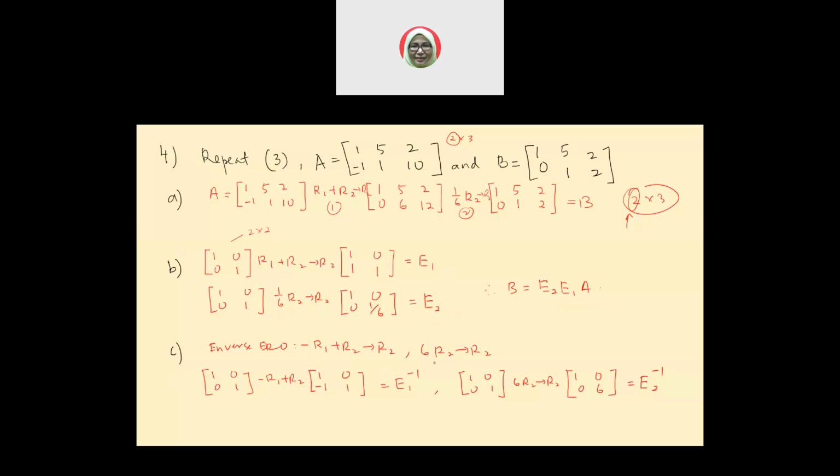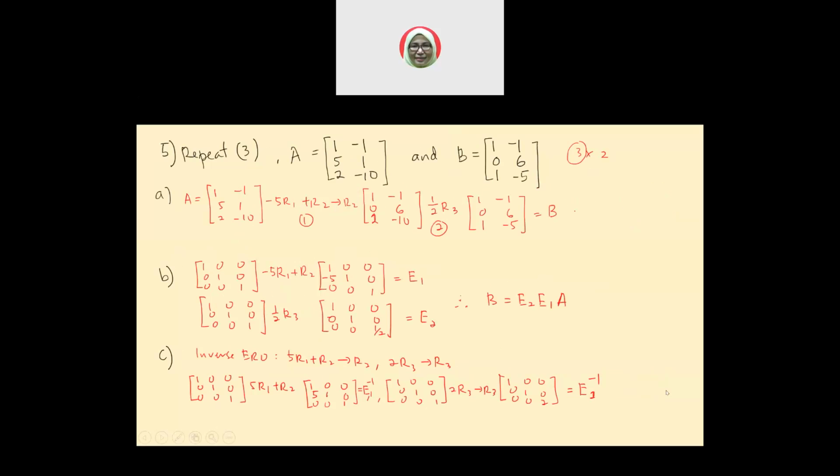And after that, we are ready to obtain E1 inverse by applying the inverse row operation on the identity matrix, and applying the second inverse row operation on the identity matrix to get E2 inverse, right? Okay, similar to question 5.